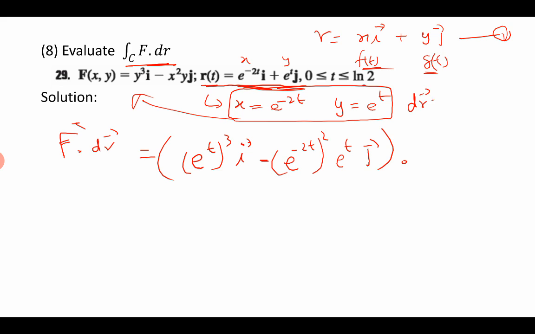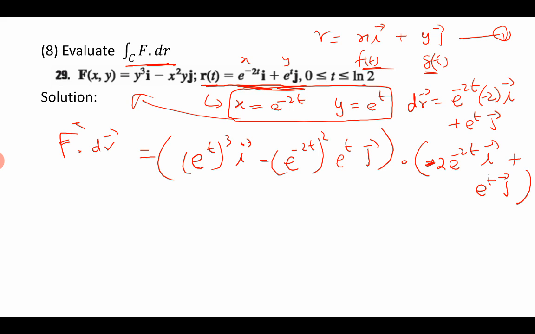Find dr vector. Differentiate e power minus 2t. This is e power minus 2t into minus 2 i plus e power t j. This is dr. So we will write dr here: minus 2 e power minus 2t i plus e power t j. And you know the dot product of two vectors.